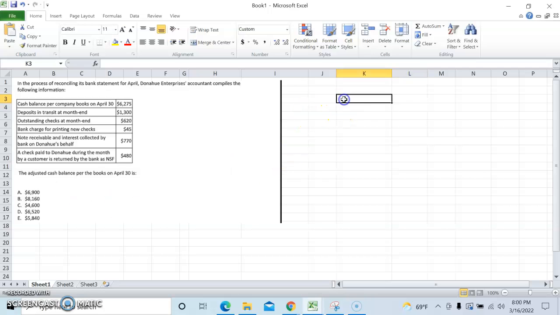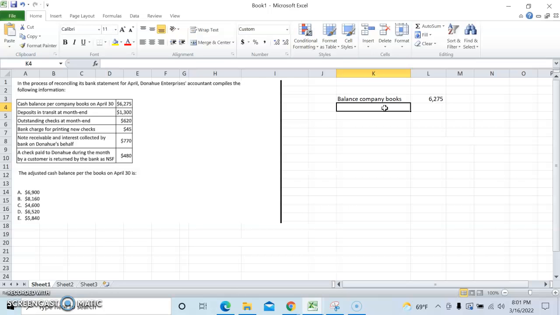So first, let's start off with our balance per company books, 6275. Let's make this a little bit bigger. Remember, when doing a reconciliation, you're comparing the book side and the bank side, and they have to equal each other. If they don't, that means you did something wrong. So we're only worried about the book side in this problem. Now we just have to figure out where this information goes.